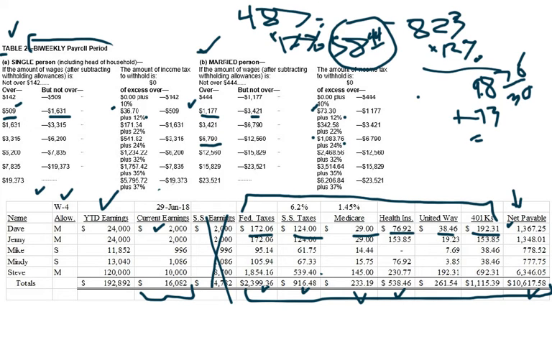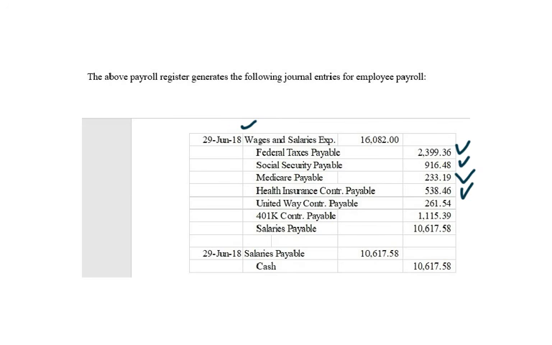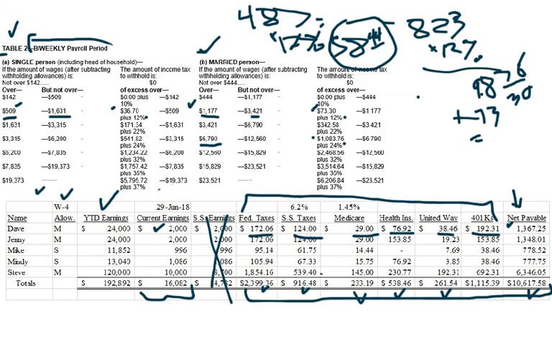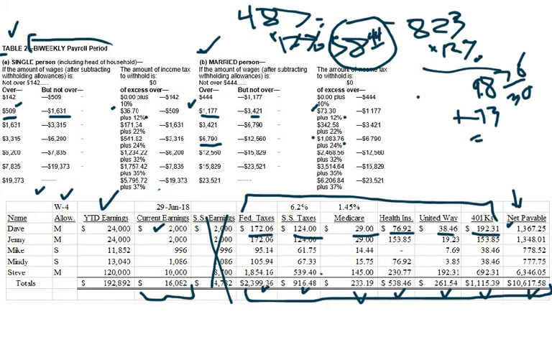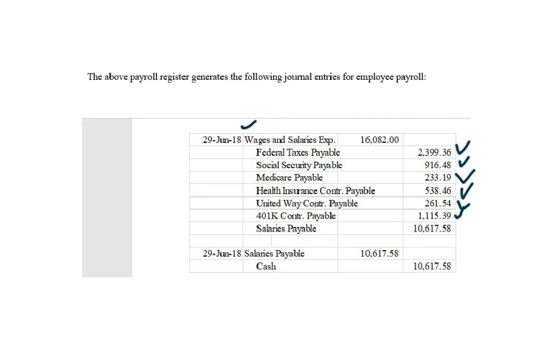United Way contributions, $261.54. Oops, getting ahead of myself there. Right there. And then we have 401k contributions, $1,115.39. And then, of course, lastly, we have, as I said, a placeholder for this net payable here, $10,617.58, which will be credited to salaries payable, or alternately, it could be directly credited to cash.